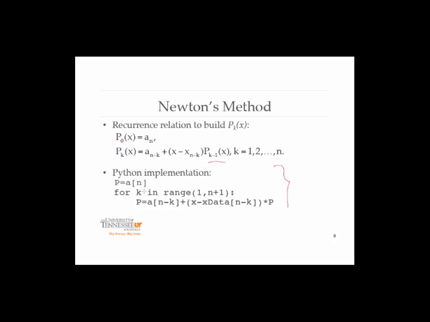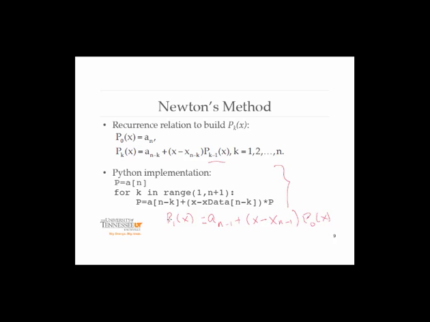So, just playing a little bit with recursion here, what we're saying is that you would get p1 of x as a n minus 1 plus x minus x n minus 1 times p0 of x. That's how you, given p0 of x is equal to this an value, and using all the a's, all those scalar values, generate the next polynomial.